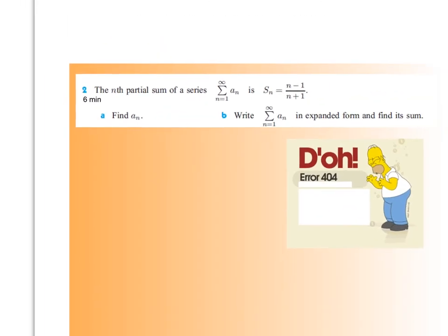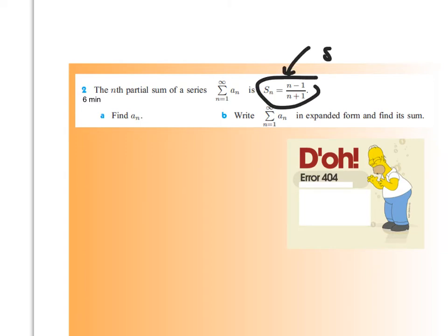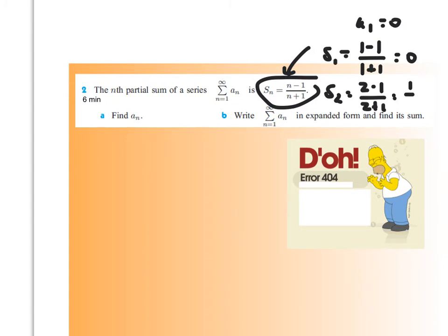I want to address just part A here. So part A is interesting. I'm given that the nth partial sum of a series is given by this. What that means is that the sum of just the first term alone would be 1 minus 1 over 1 plus 1, which is 0. So my first term is 0. The sum of my first two terms would be 2 minus 1 over 2 plus 1, which is 1/3.